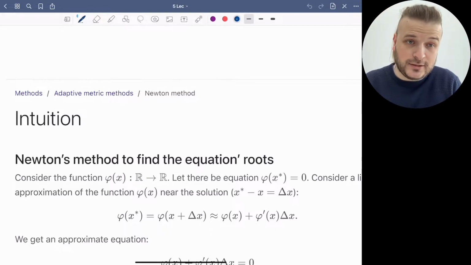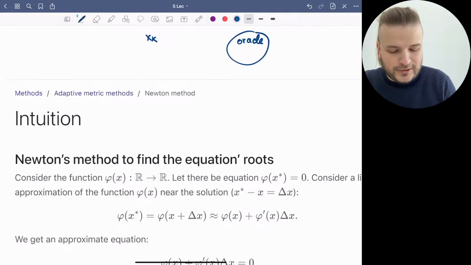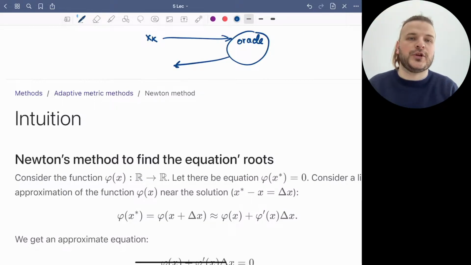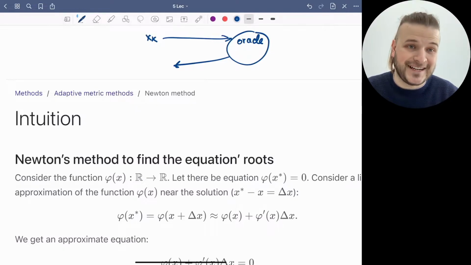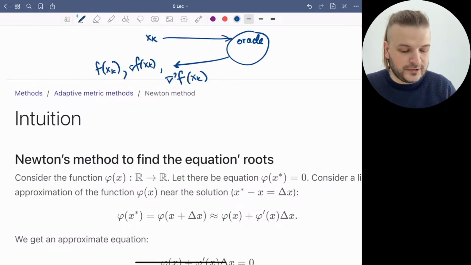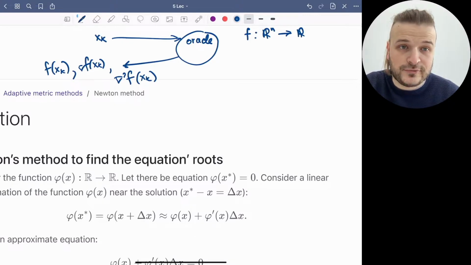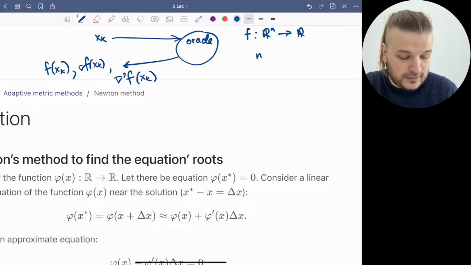Now we have second order information from the oracle, which means that given any point xk, the oracle will tell us all information about the function up to the second derivative, which means that we can get the function value, the gradient vector, and the Hessian matrix. Note that we'll consider the problem of minimization, the function which maps from a vector space of dimension n to a scalar, and this problem is what we're going to solve here.